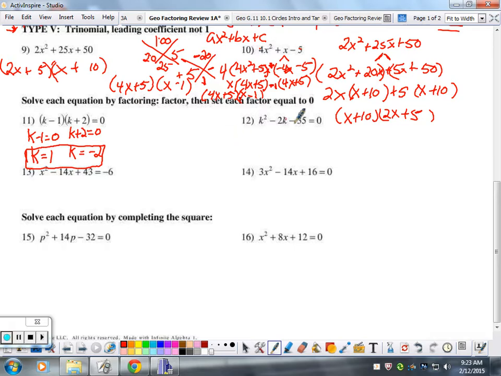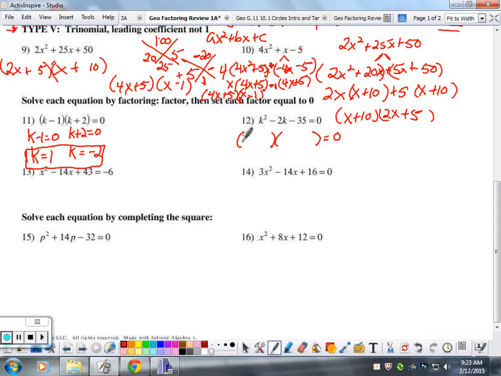So let's look at this. First, what type is it? Is there a greatest common factor? That's our first question. No. Is it a difference of squares, a squared minus b squared? No. Is it type 3, x squared plus bx plus c? Yes. So that means I can do my little reverse distribution. Notice this equals 0? I'm solving an equation, so keep it there.